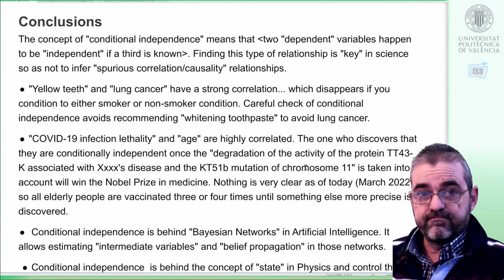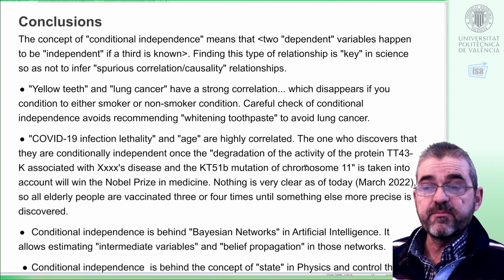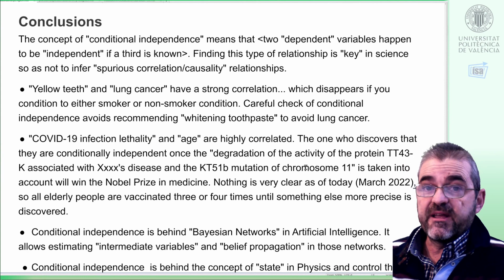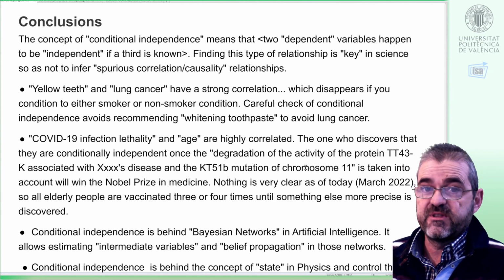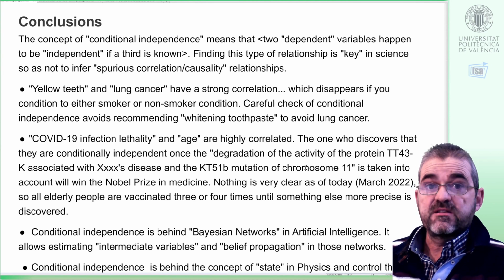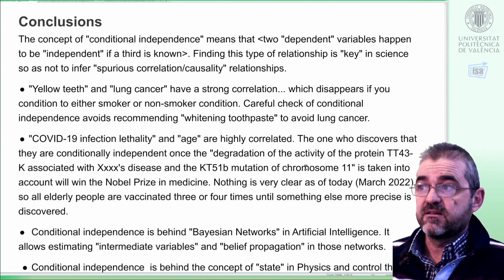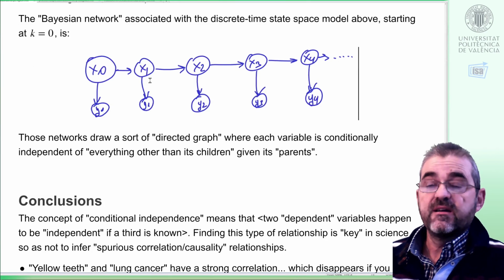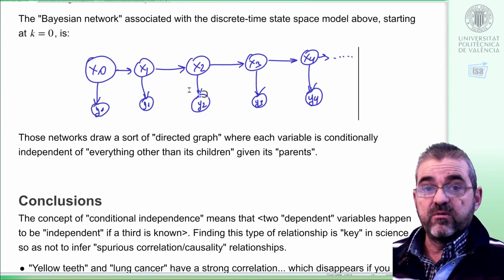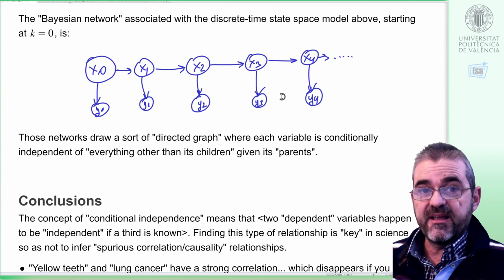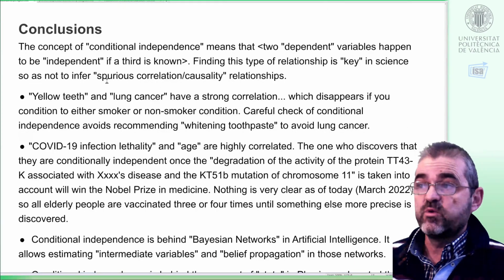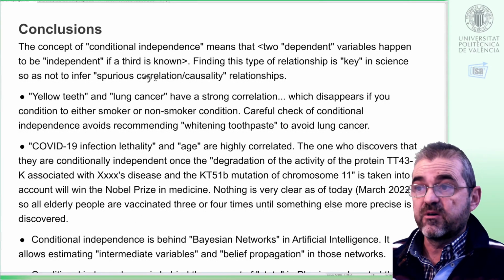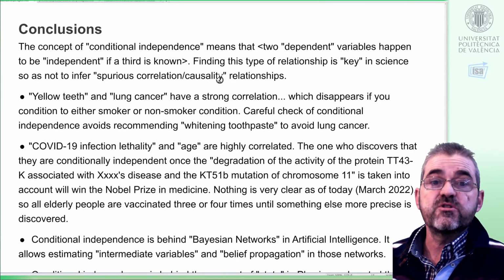So let us conclude. The concept of conditional independence means that two statistically dependent variables seem independent when conditioned to a third variable, assuming it is known. Finding this conditional independence is key in science to explain complex probabilistic models in this kind of graph-based explanation, Bayesian networks, and also it's important in science to avoid inferring spurious correlation or causality relationships.